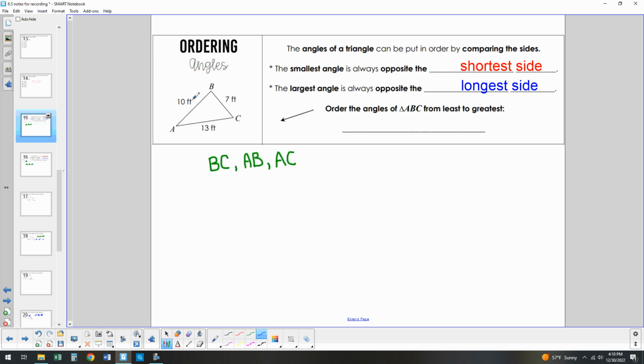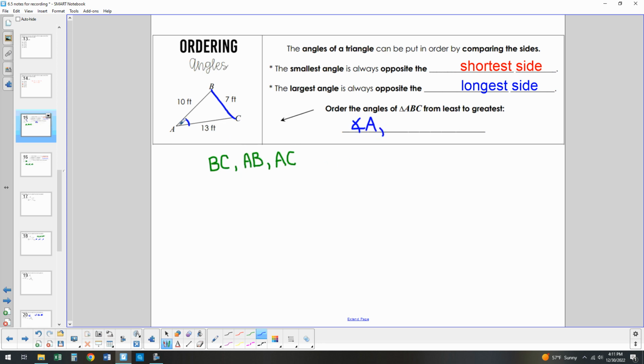So if I wanted to order these angles from least to greatest, I'm going to start by listing their sides. That's what I did here. 7 was the smallest number, and that was side BC. Then we had 10, which was side AB, and then 13, which is side AC. Opposite each of these sides is the corresponding angle. If I have the letters, I can just say the letter I didn't use. So opposite BC is A, the letter I didn't use when I said BC. So that's angle A first.